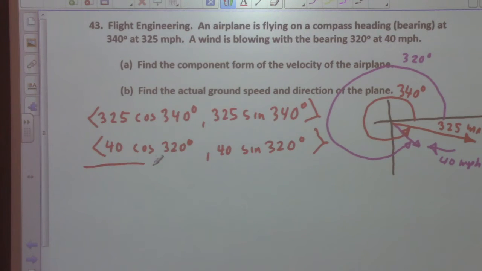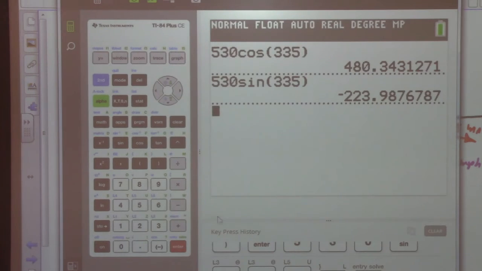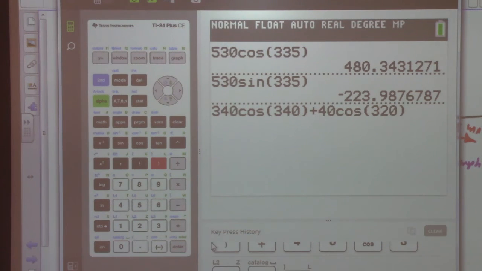So what we're going to do is add these together, and we're going to get a single vector, which is going to be the sum of these two vectors. So going right here, we have 340 cosine of 340 degrees plus 40 cosine 320 degrees. Right, so this is what we have here. So that's going to be 350.137.